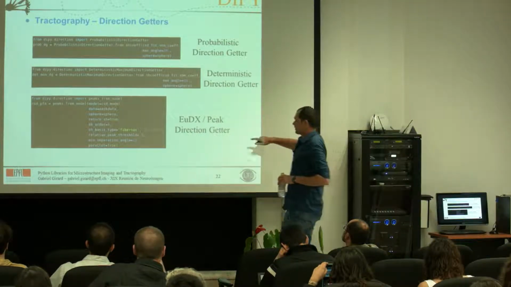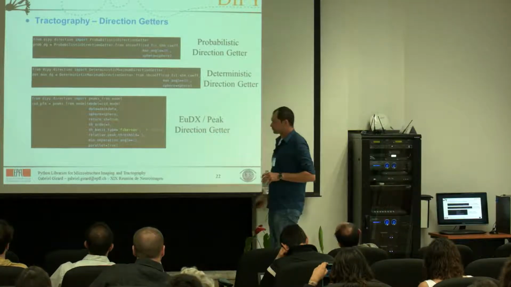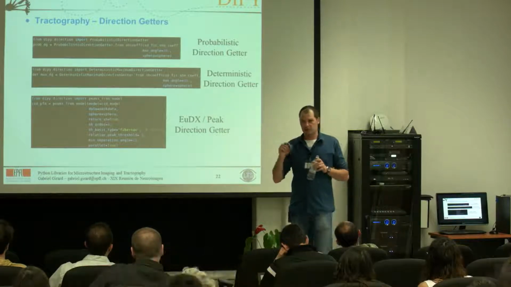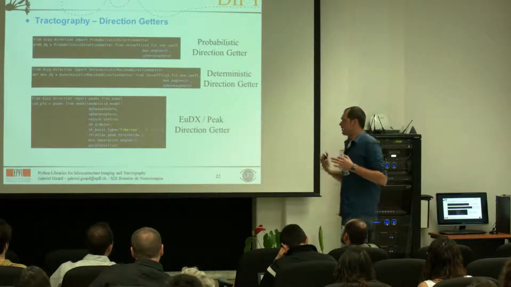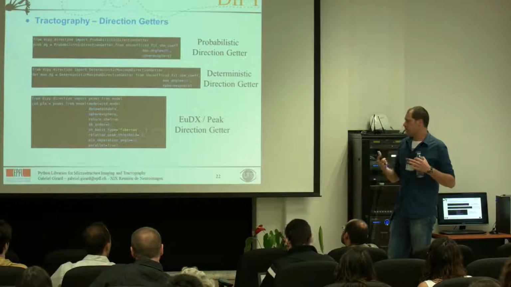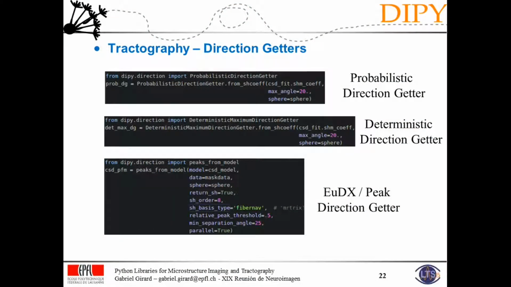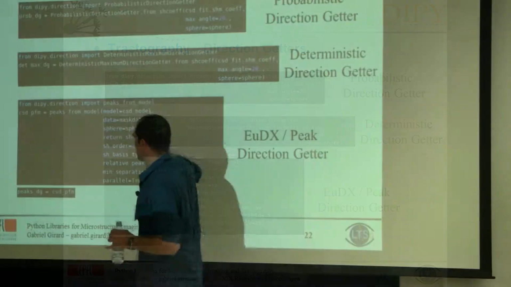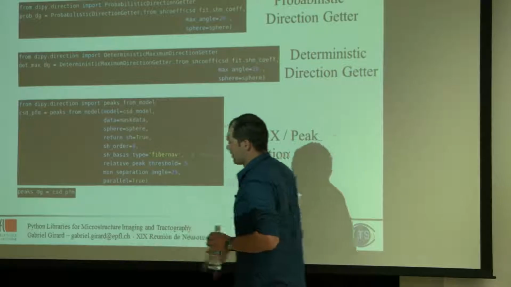There's another algorithm in DIPy called EUDX, which tracks on the peaks. So if you have a local model and you can extract the direction of the fibers, or you take the peaks from the CSD, you can provide this object, which is the peaks from model, the object that is returned by this function, and use that as a direction getter in DIPy. So this is an abstract object for tractography as well.